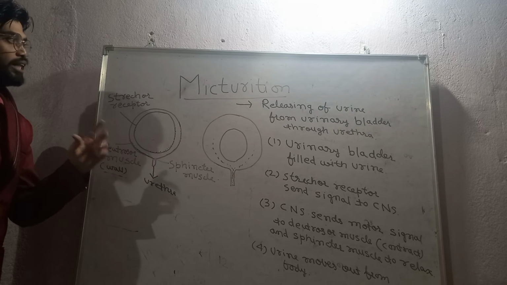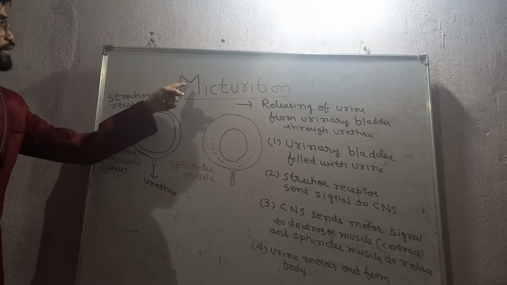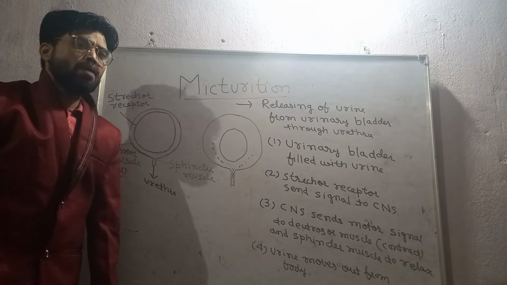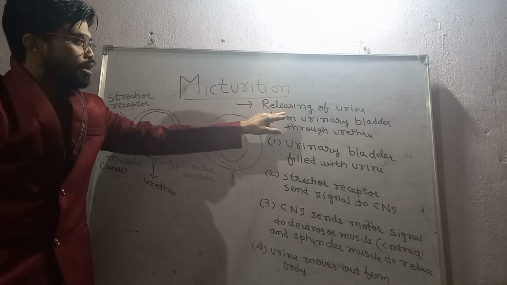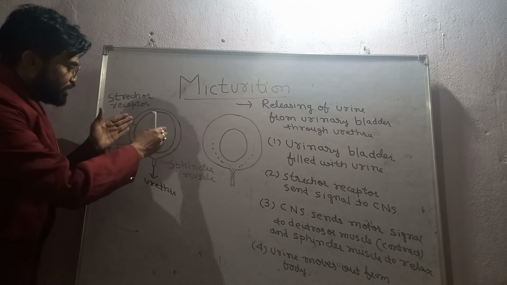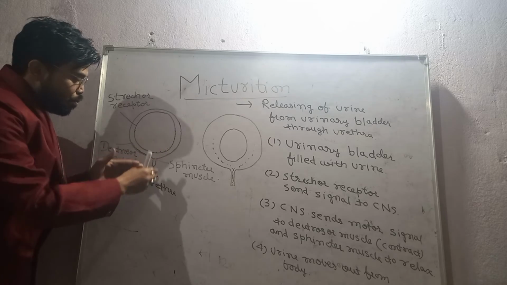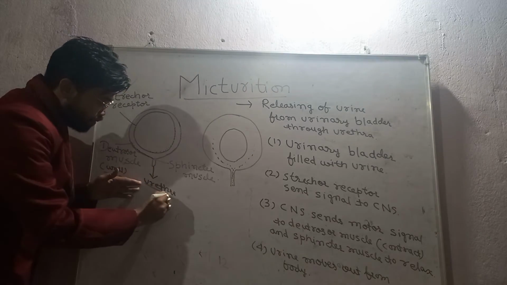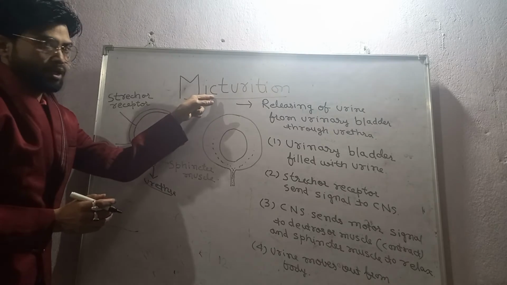Again, I am repeating so that there will be no confusion. Micturition means the releasing of urine from the urinary bladder through the urethra. This is the sac-like structure, and from here the urine will be moved to the outside with the help of the urethra. That is known as micturition.